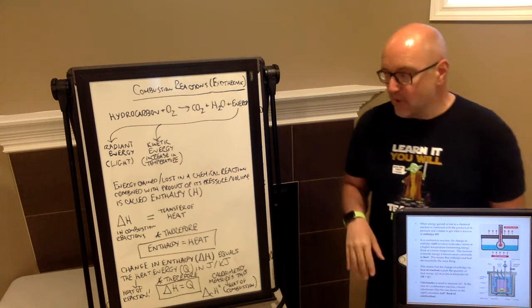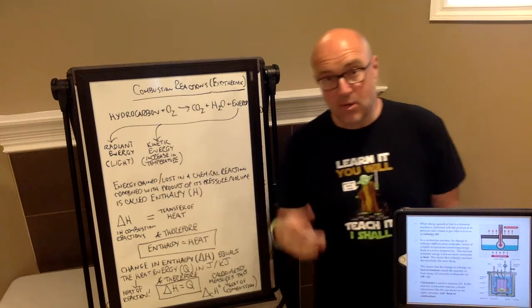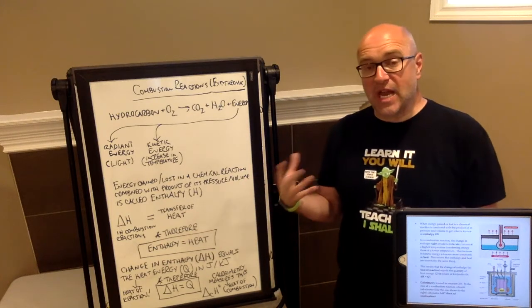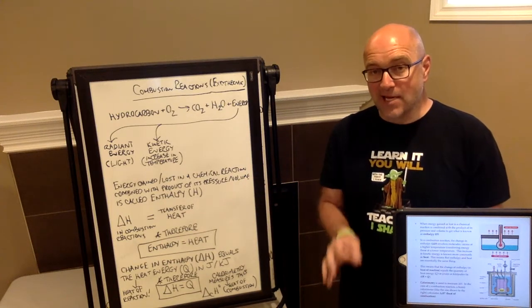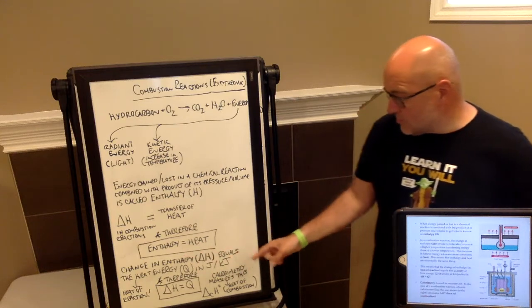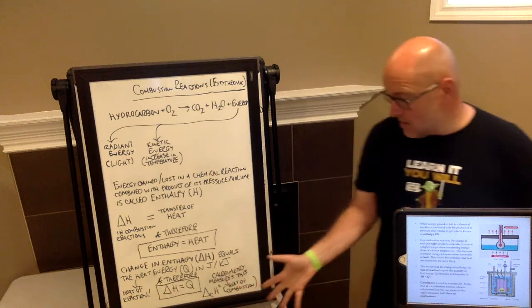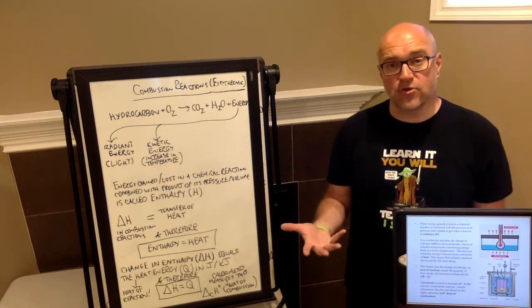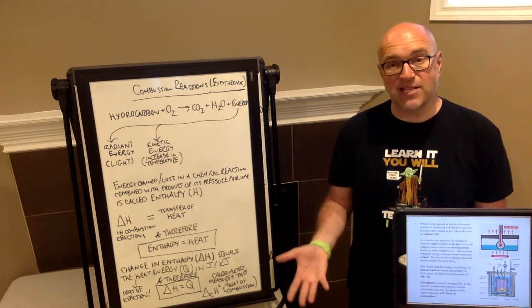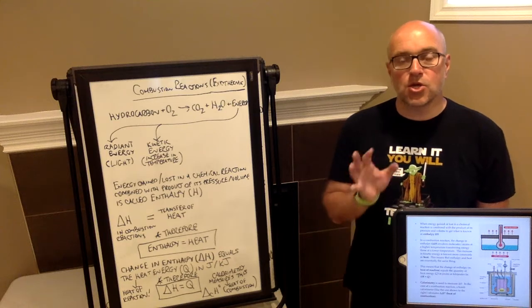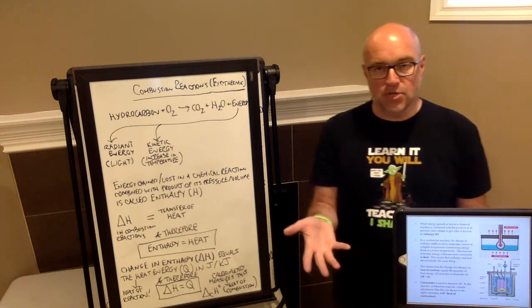So let's do a recap here. Enthalpy is equal to heat. If I have a change in enthalpy, delta H, that's also going to refer to the change in heat energy or the heat of the reaction. The heat of the reaction is referred to as Q. So delta H also equals Q. Q is measured in joules or kilojoules.